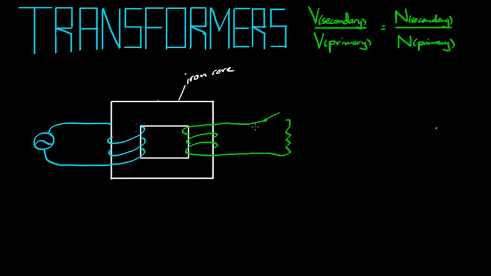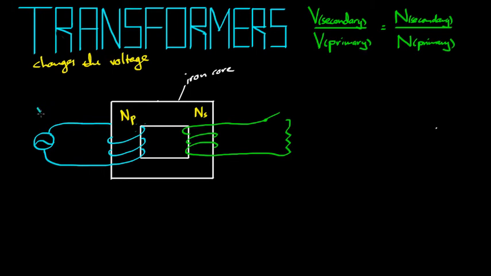Now the key to a transformer, we said that's one way to take power from this circuit to this circuit here. But I said before, it changes the voltage. And the way it changes the voltage is determined by the number of loops here and the number of loops here. So we'll call this big N, secondary, the number of loops on the secondary coil, and here the number of loops on the primary coil.